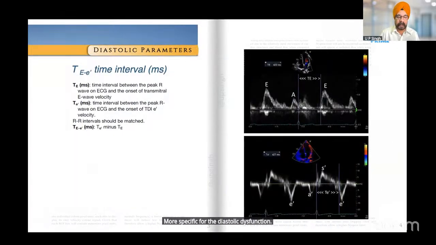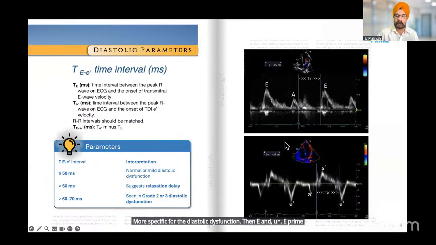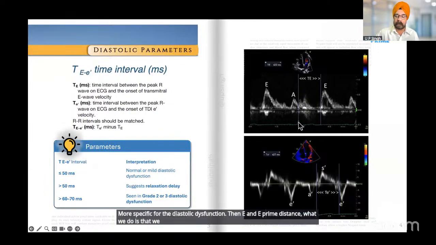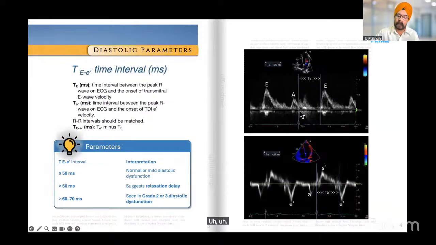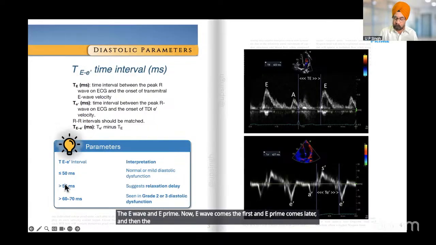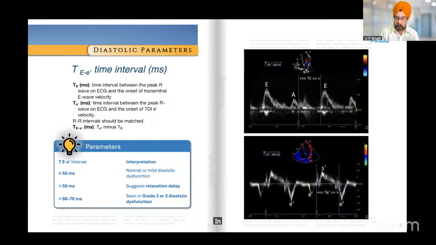Then the E and E prime distance. What we do is, from the R wave, we take the distance to the beginning of an E wave of the mitral, using the R wave again as a reference, and take the distance between the E wave and E prime. Now, the E wave comes first and E prime comes later, and if the difference between the two is increased, that indicates a diastolic dysfunction.